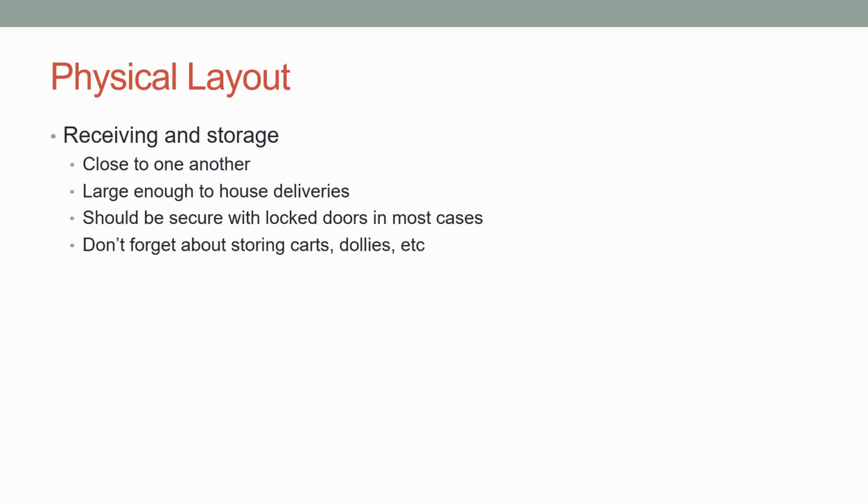So let's start with receiving and storage. What are some things you might think about that? First of all, we want those close to one another. You don't want receiving to be at one end of the building and then where you're storing the food and supplies at the complete opposite end. So having those close together is really helpful. Storage is large enough to house your deliveries. How big of deliveries do you get at one time? Do you have room to store those safely? You also want these areas to be secure. Locked doors, people aren't able to get in it without your permission, etc.